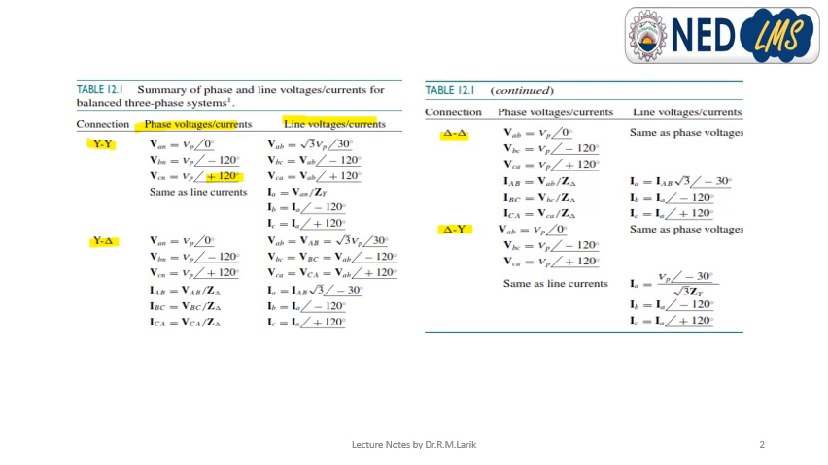By considering these properties, we are going to solve the numerical problems, in which our source may be connected to Y and load may be connected to Y. Then our source may be connected to Y and the load may be connected to delta. And maybe our source is connected to delta and load is also connected to delta. And finally, our source is connected to delta and load is connected in Y pattern. So let's move on.